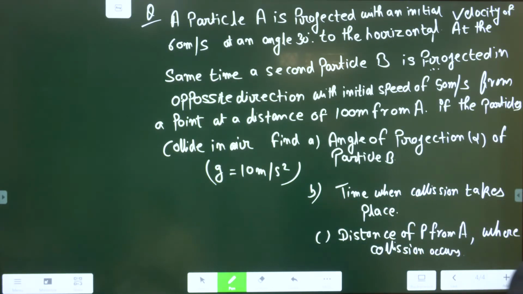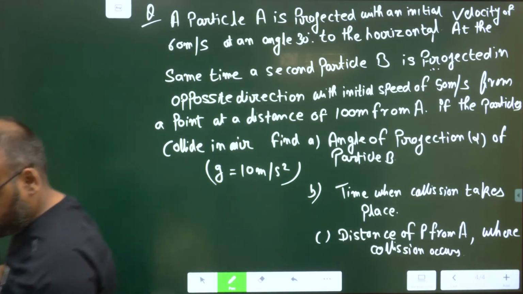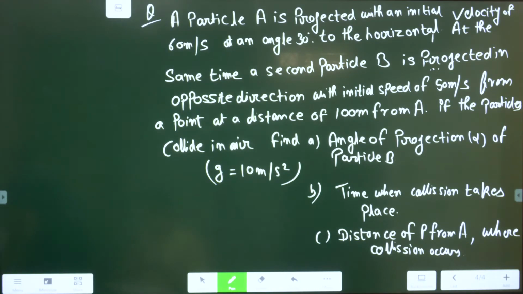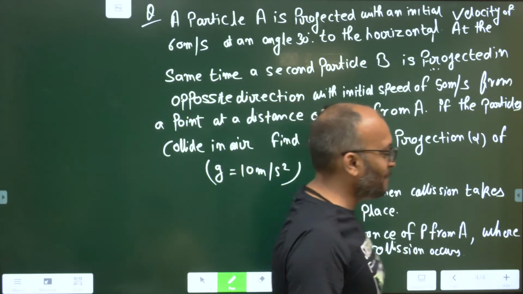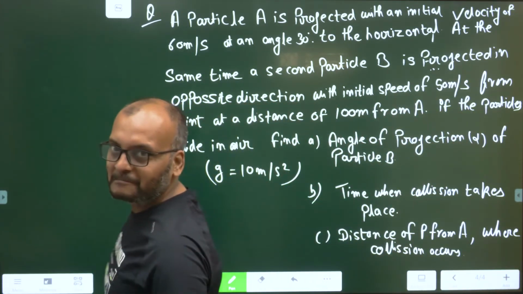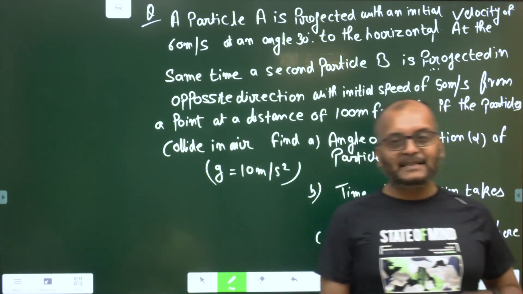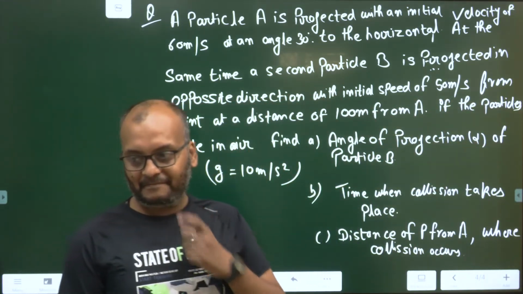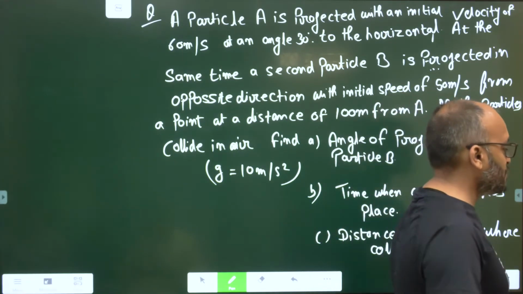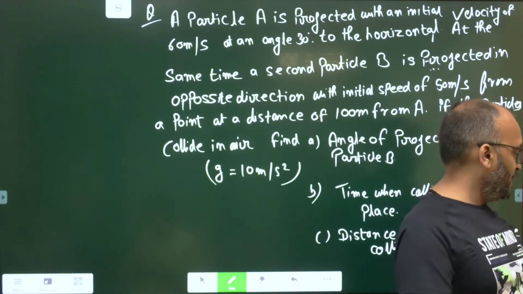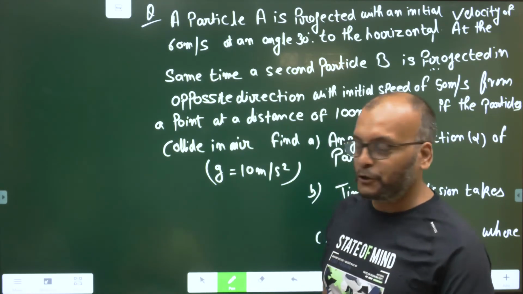Sir, angle of projection sine inverse 3/5. How much? Sine inverse 3/5. Yes, shocking. You are becoming awesome day by day. Good. Very good. Didn't expect. Solve the rest of it now. Very good, Shanmukha.